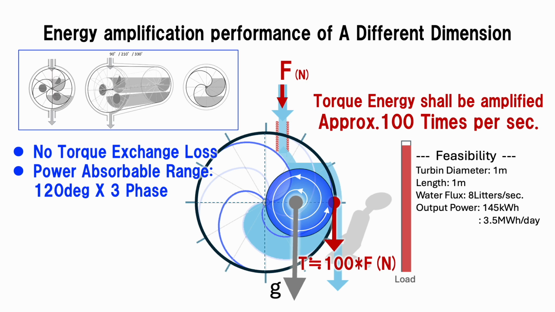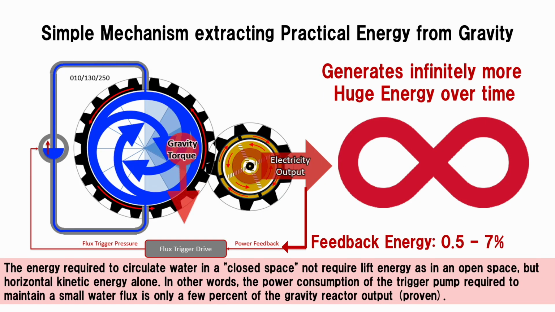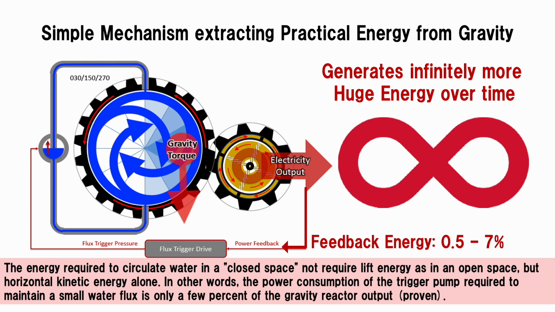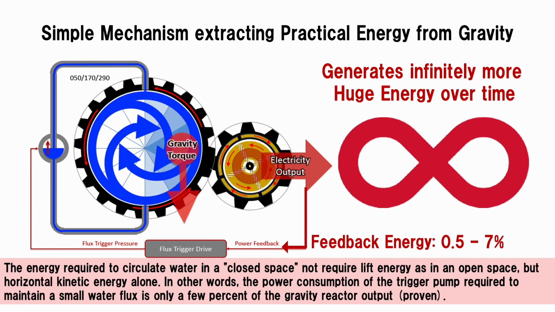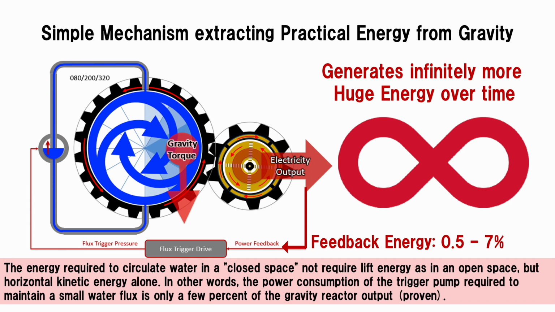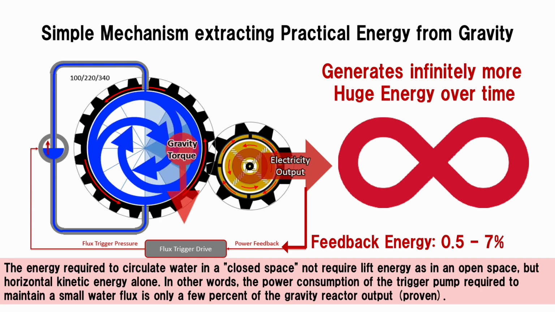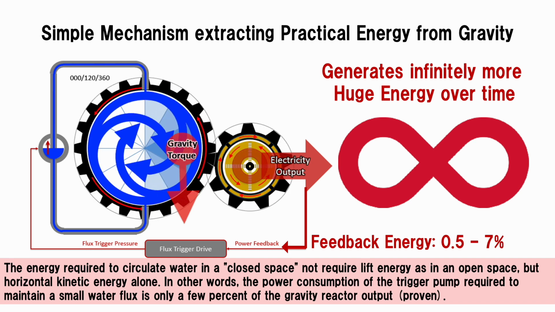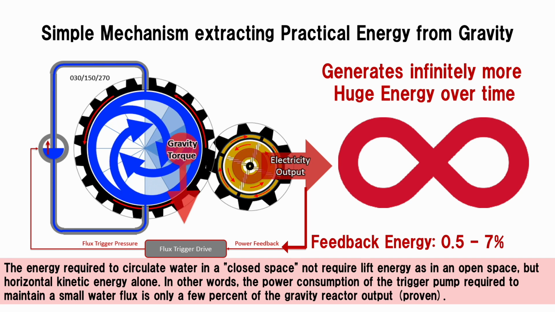It is said that a single reactor at a nuclear power plant can generate 1 million kilowatt-hours of electricity per hour. So 7,000 gravity reactors of this size would be enough to meet this demand, making it clear that they are highly practical. However, there is one important concern. That is, if the energy of circulating the water of the trigger pump is greater than or very close to the output energy, it is completely meaningless.